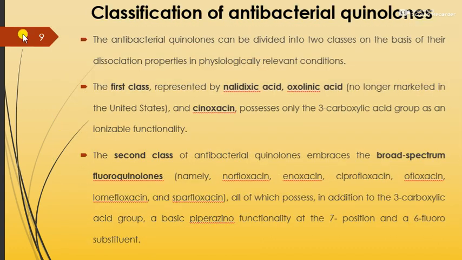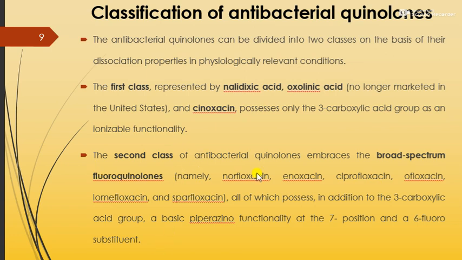Next, we have to study the classification of antibacterial quinolones. The antibacterial quinolones can be divided into two classes on the basis of their dissociation properties under physiologically relevant conditions. The first class is represented by nalidixic acid, oxolinic acid, no longer marketed in the United States, and cinoxacin, which possess only the 3-carboxylic acid group as an ionizable functionality.